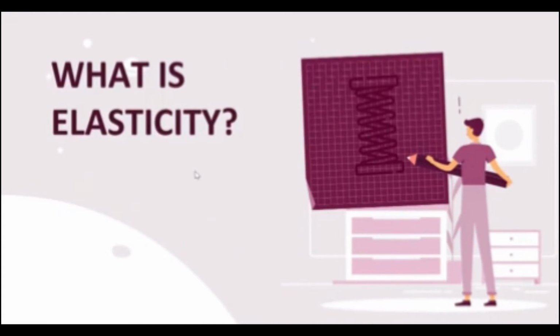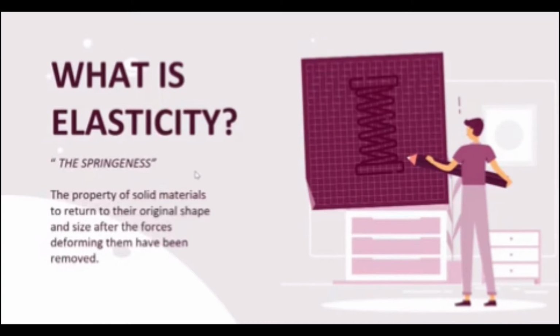So, what is elasticity? Elasticity is also known as springiness. Elasticity of a body is its ability to return to its original size and shape after being subjected to some stresses. The greatest stress for which a body can still return to its original size and shape is called the elastic limit of the body. When the stress applied to a body is greater than its elastic limit, the body acquires a permanent deformation.